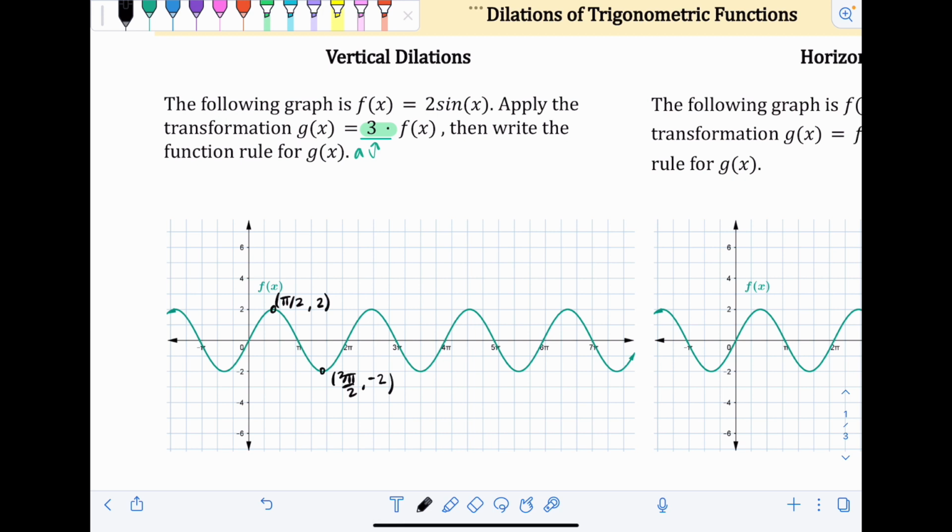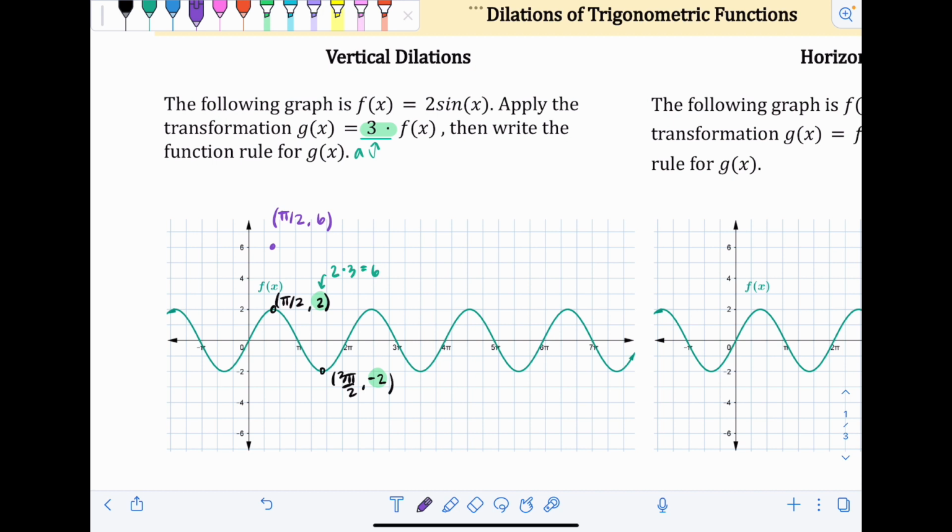What a vertical dilation does is it multiplies the y coordinate by that scale factor. So I'm going to do 2 times 3 is 6, and that's going to be my new point's y coordinate. It's going to take this point and stretch it up to pi over 2 and then 6 all the way up here. The x coordinate is not going to change at all. Just the y coordinate is going to get tripled, since the scale factor is 3.